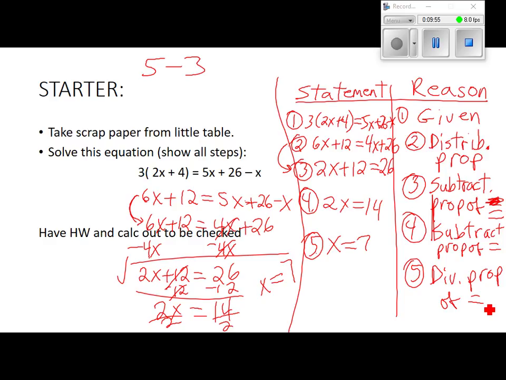What's our next step going to be? What was the next step in algebra? That was it, wasn't it? That's it on this 2-column proof.